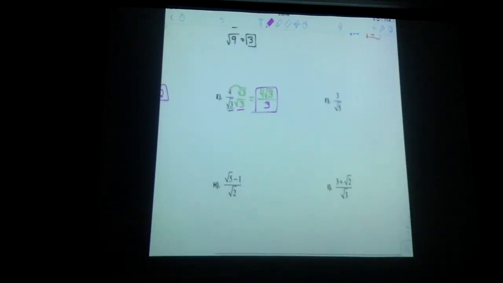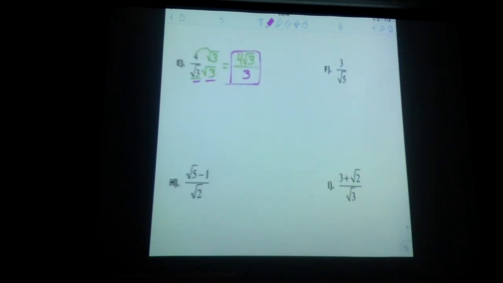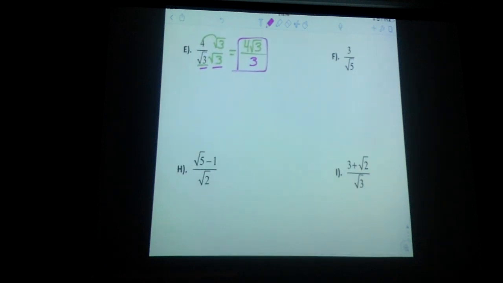Example F. Take a look here. Example F actually works just like example E. In fact, this would be a good point to pause the video and try it on your own.